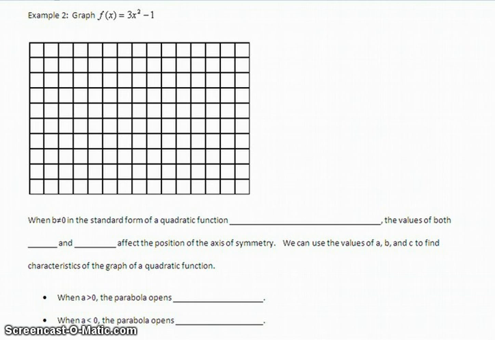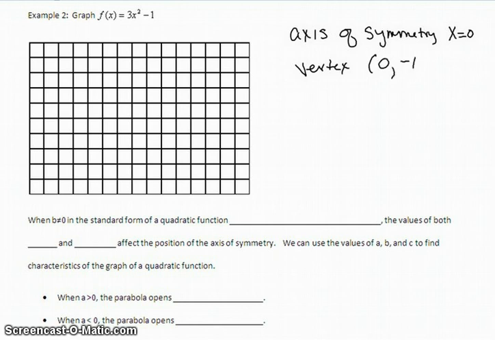Well, let's see how you did. Once again, we don't have a linear term, so I know that my axis of symmetry is at x equals 0, and my vertex is 0 and then the value of my constant, -1. So let's go ahead and graph that. I'm going to change the color of my pens here, and I'm going to draw in my x and y axes.